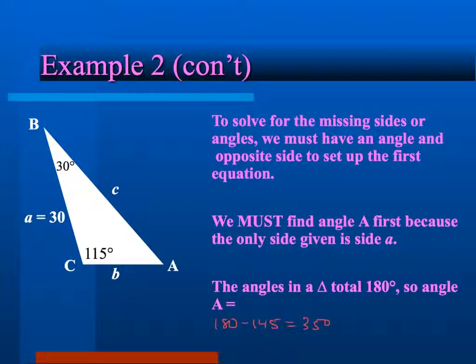And the reason I had to find angle A, in addition to it being easy, was that I need to use little a and angle A to set up all of my proportions. Little a is my only side, and I'm going to have to use that to find side B and side C.